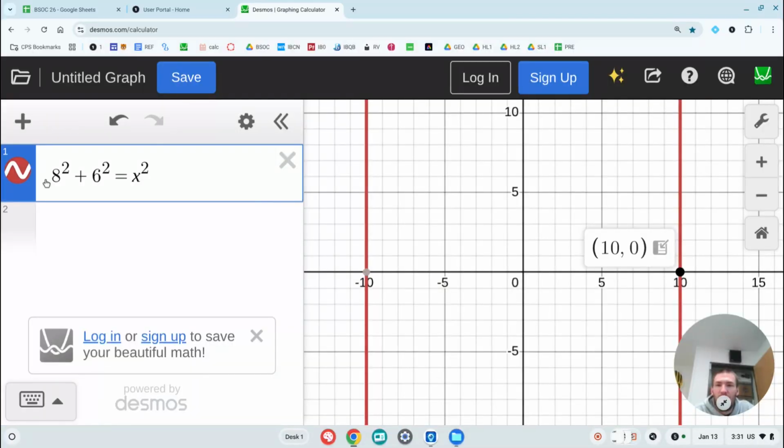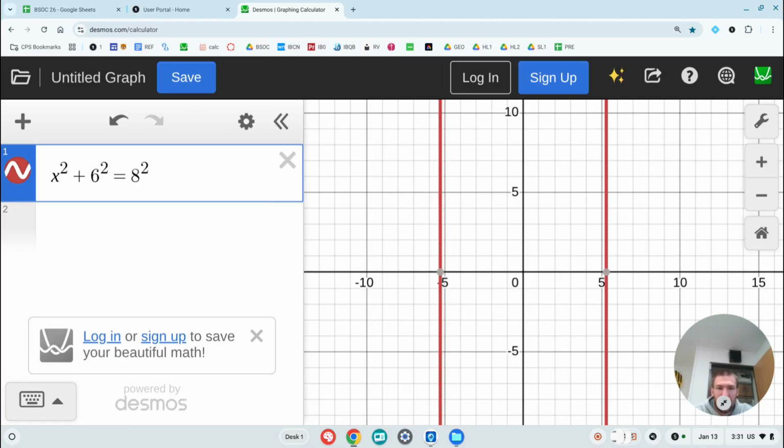Now what happens if I change it this time so that the x and the 8 are switched? This is a problem, because now the x, which should be the hypotenuse, is in the wrong place.